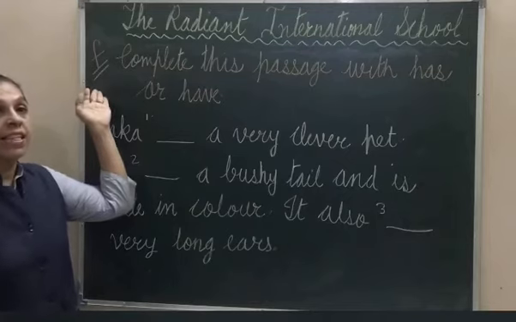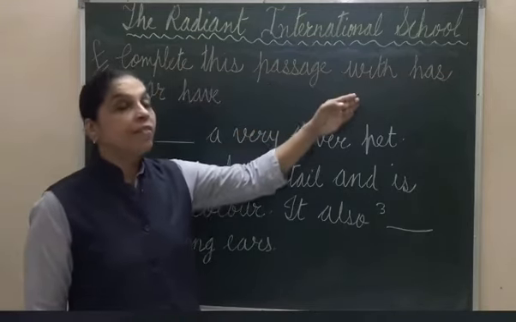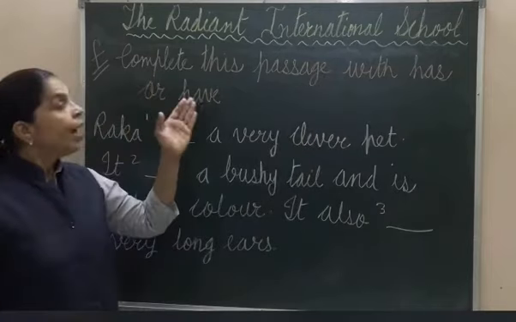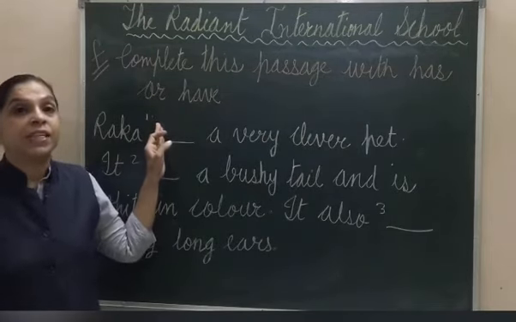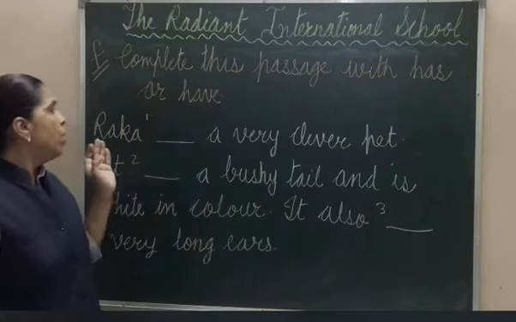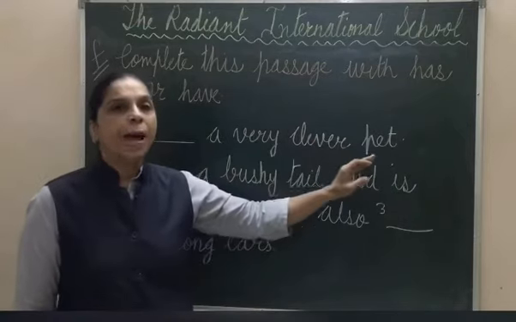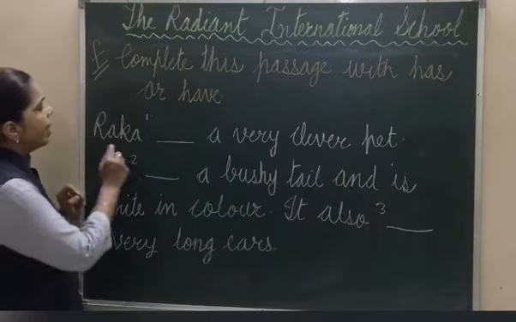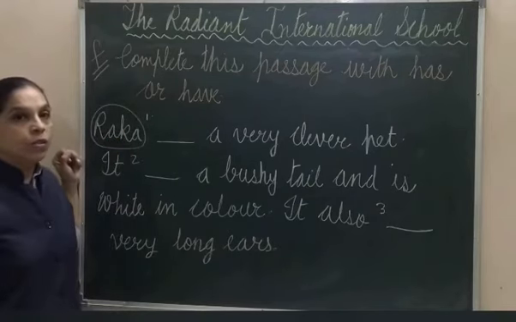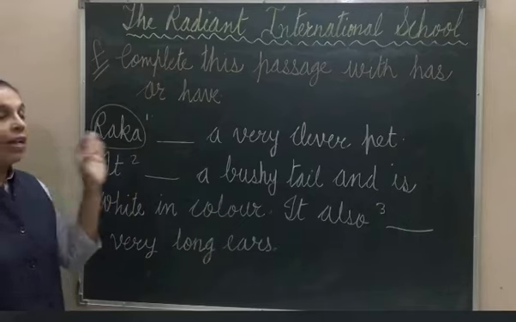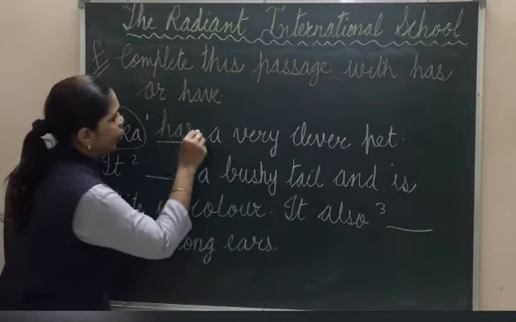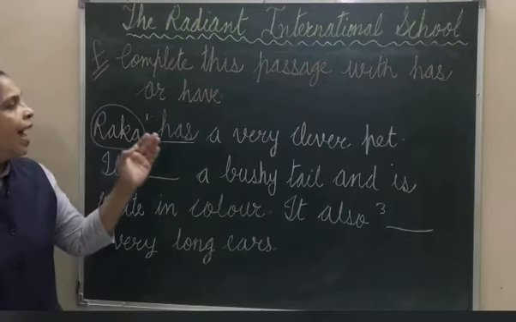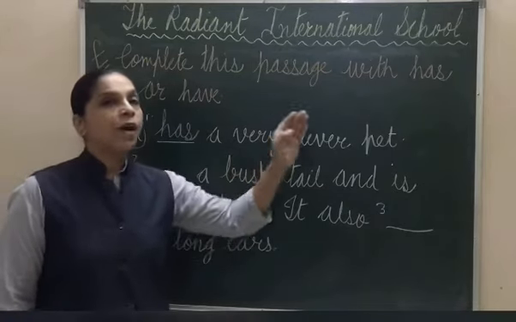Now our last exercise F. Complete this passage with has or have. Now in this exercise we have to complete the passage with has or have. Now Raka has a very clever pet. Now Raka is a singular noun. So what will come over here? Here it will come has. As you know, with singular noun and pronoun we will use has. Raka has a very clever pet.